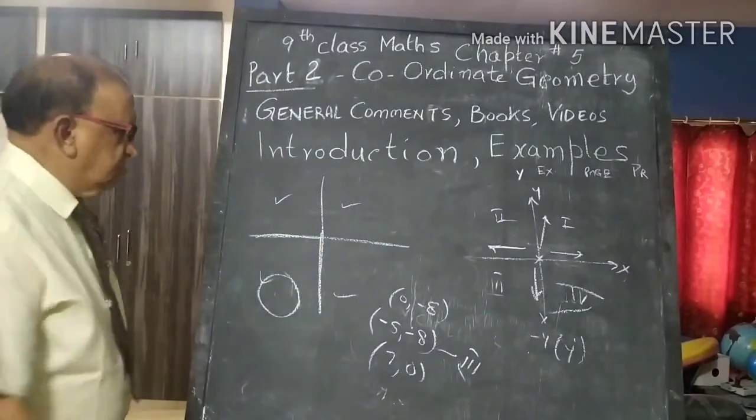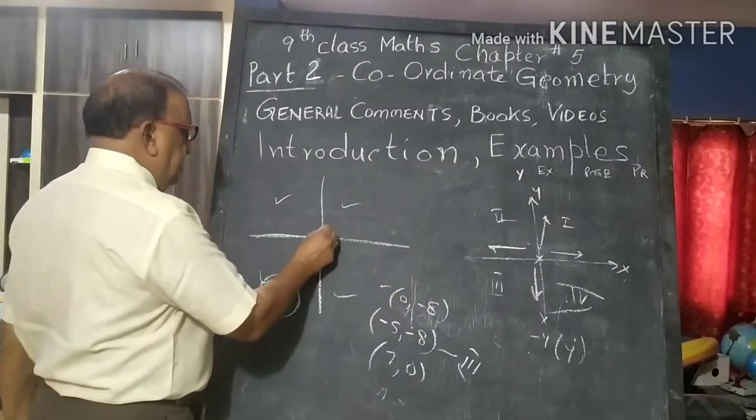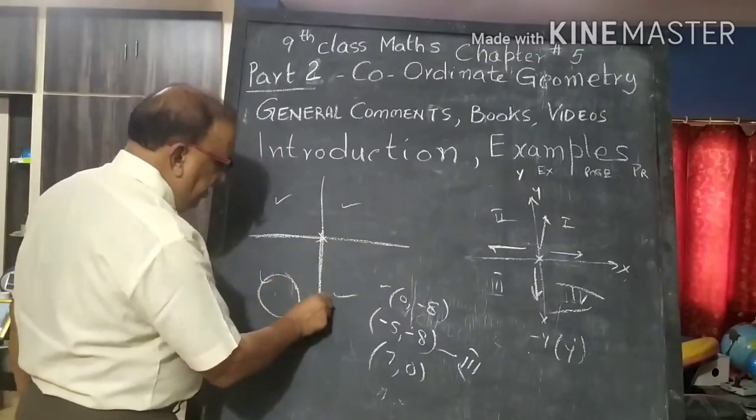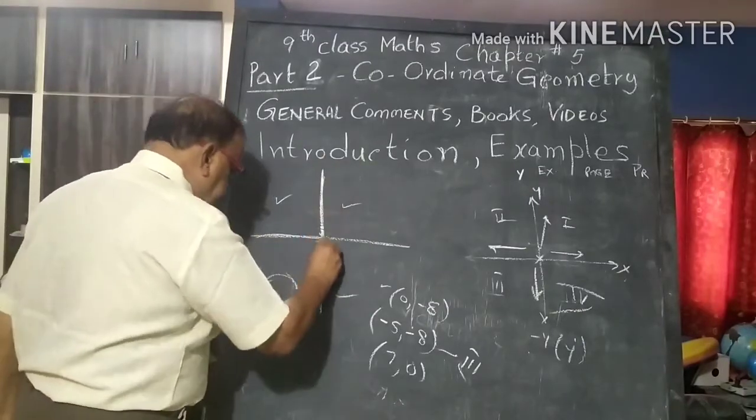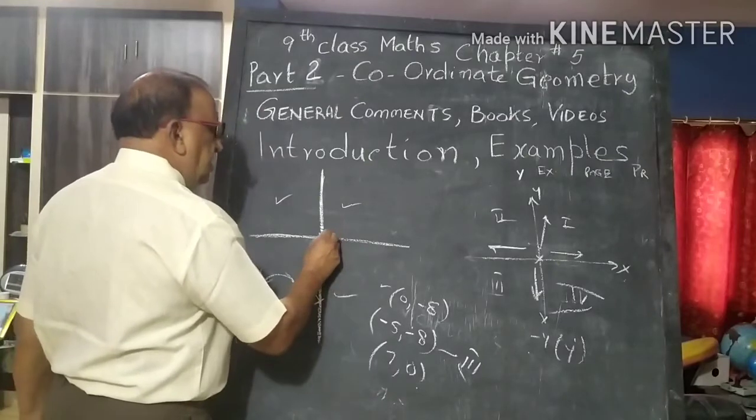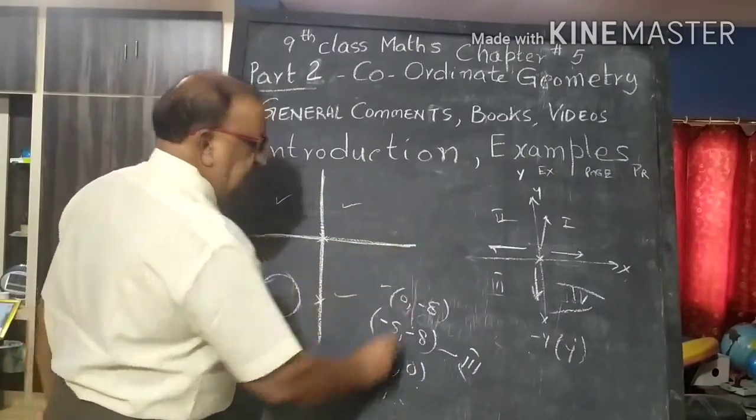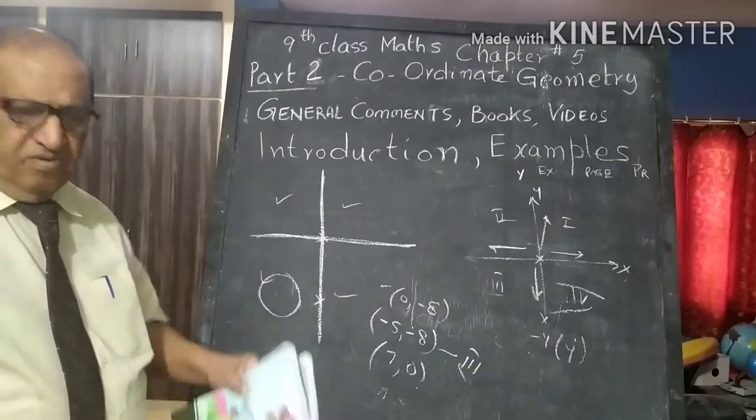Now for example, this one, if you take 0 and -8, the x coordinate is 0, -8, the point is here. That means the point is on the y-axis. Similarly (7, 0): x coordinate is 7, y coordinate is 0. That means it is on the x-axis. Okay? You got it? Okay.